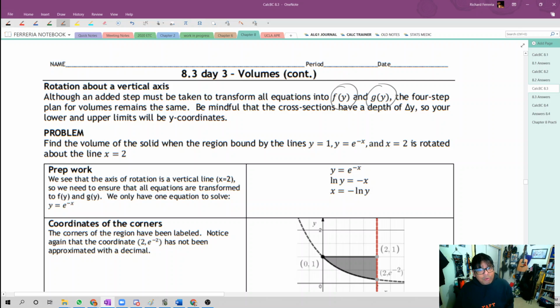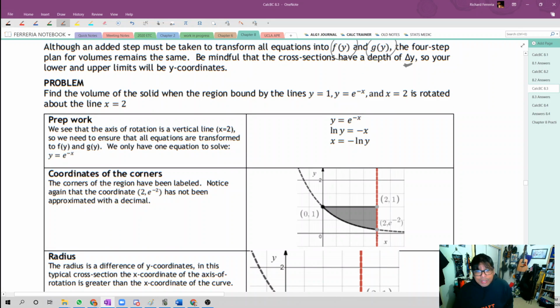But then the plan remains the same here, except for instead of a delta x, we're going to produce a delta y. So our integrals are going to be done in terms of dy. So let's just try this. Find the volume of the solid when the region bound by the lines, well, these are the same lines, right? 1, e to the negative x, and x equals 2 is rotated around the line x equals 2. Okay, so the region is actually the same region, but we're going to convert everything into terms of y.